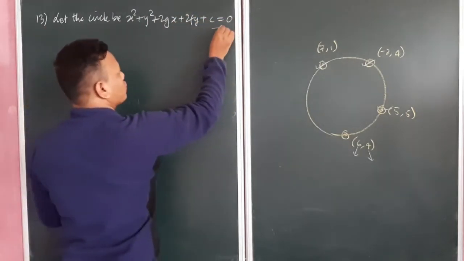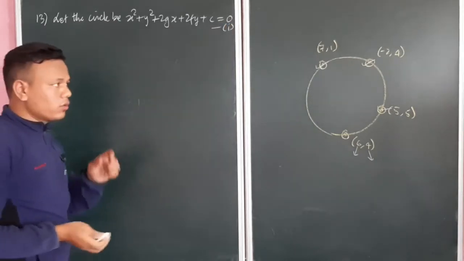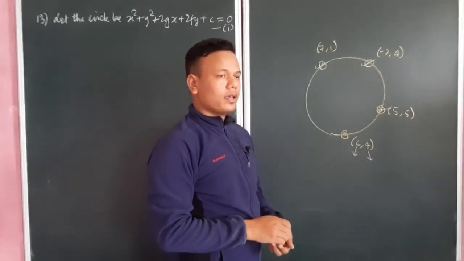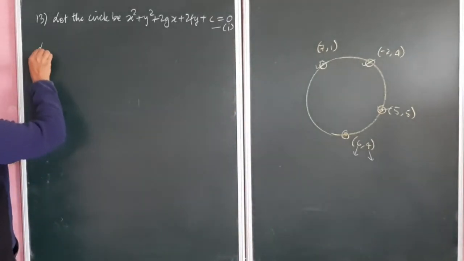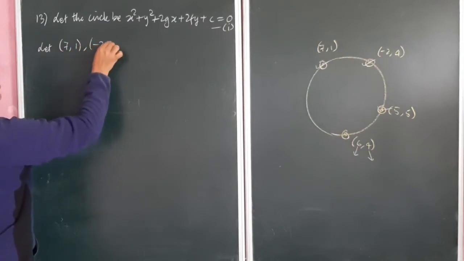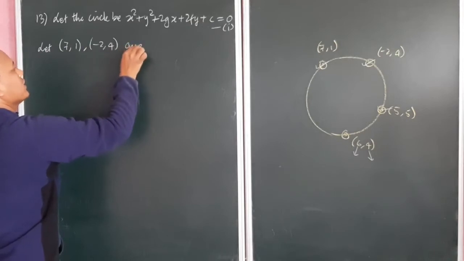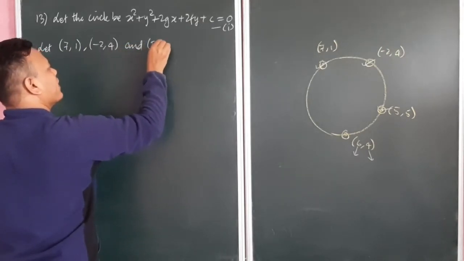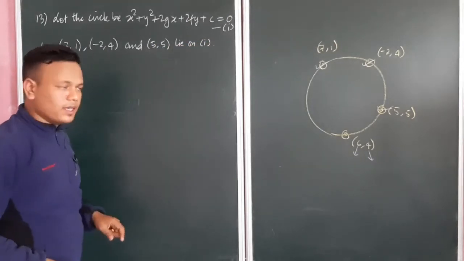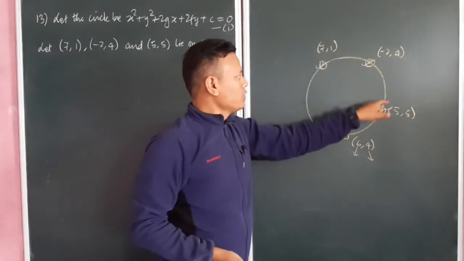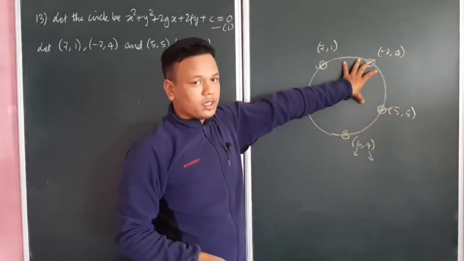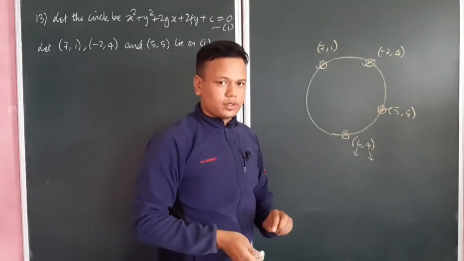Okay, so let me call this equation 1. Now I assume that these three points, 7, 1, minus 2, 4 and 5, 5, lie on equation 1. So I have assumed that these three points lie on the circumference. That's why I am going to find the equation of a circle containing these three points.